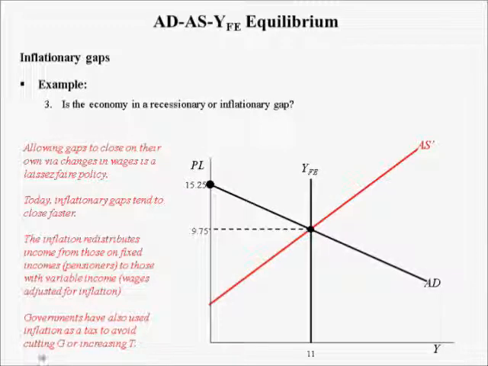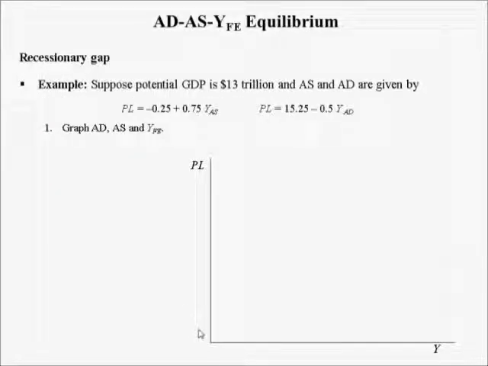Now let's do a recessionary gap. Suppose potential GDP is $13 trillion now. Notice that demand and supply haven't changed. They're the same exact equations. The only thing that has changed here is that potential GDP is now $13 trillion. Okay, so it's out there further.